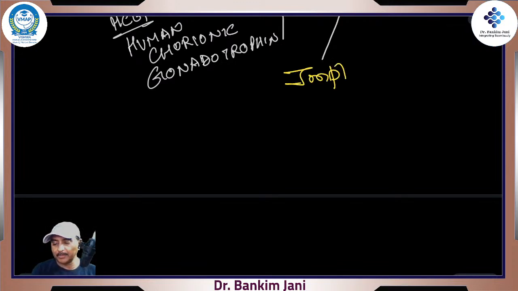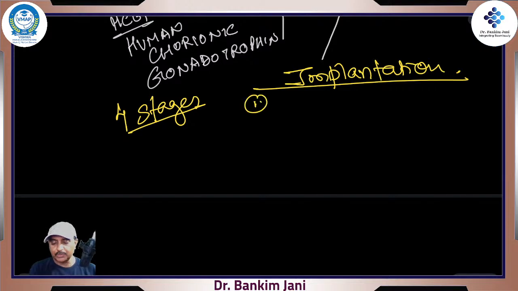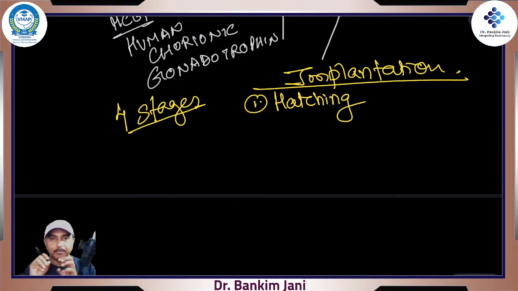Now see, for the implantation, today we'll keep on discussing the abnormalities in parallel, but from the perspective of the nervous system, the CNS. So in implantation, technically speaking, there are four stages. In stage one, which is called hatching, the blastocyst comes out of the zona pellucida. That is the first thing.